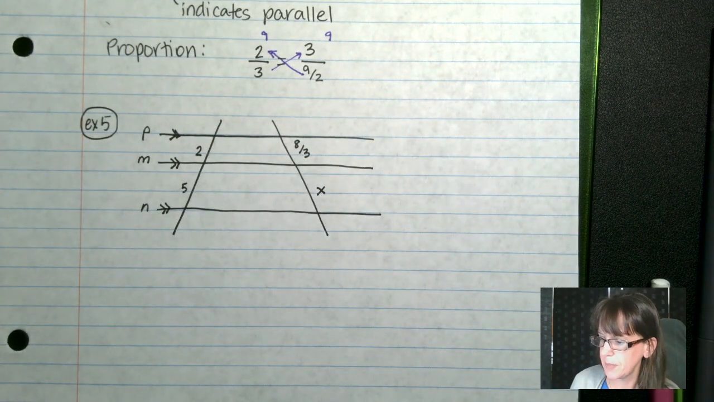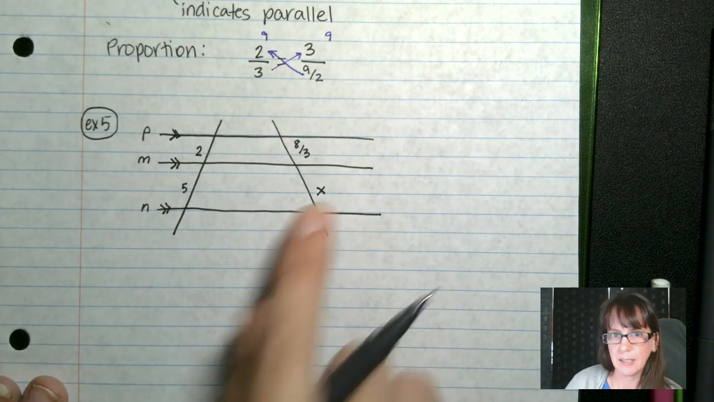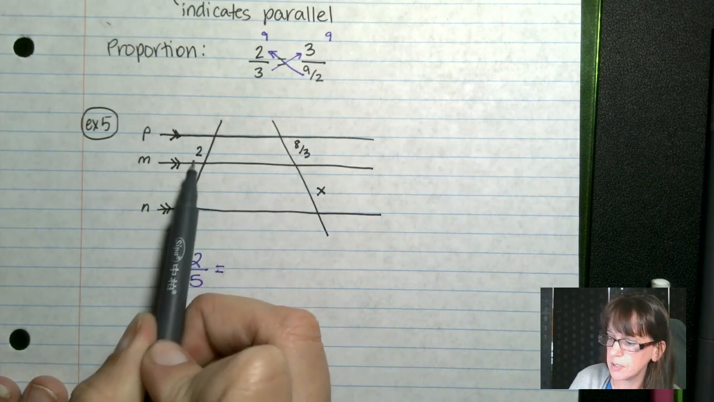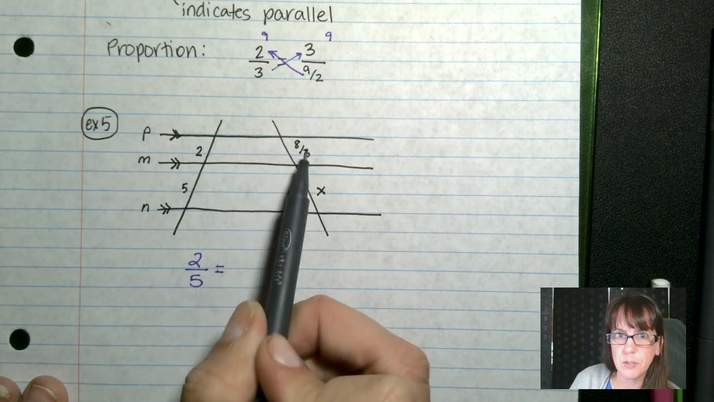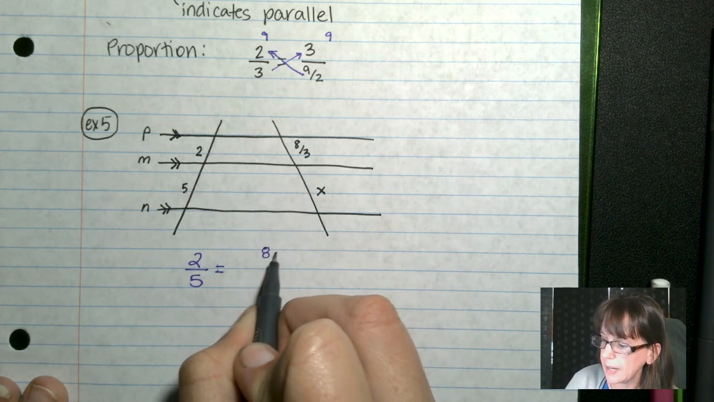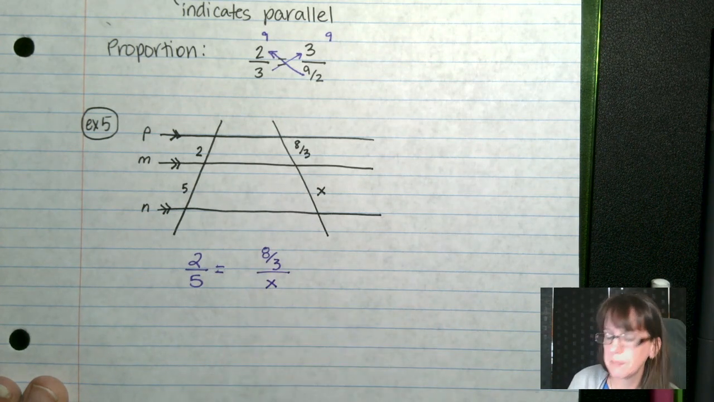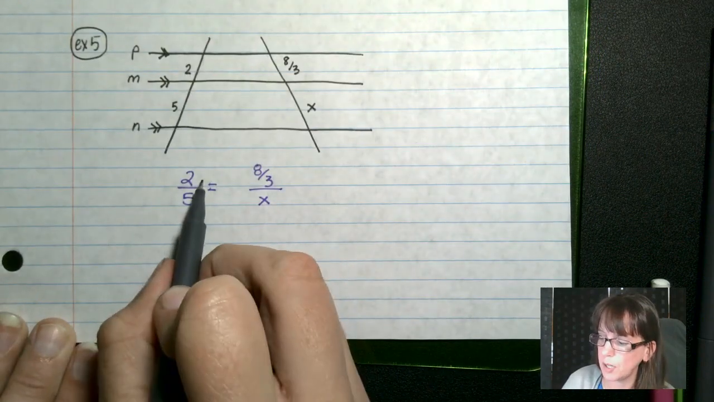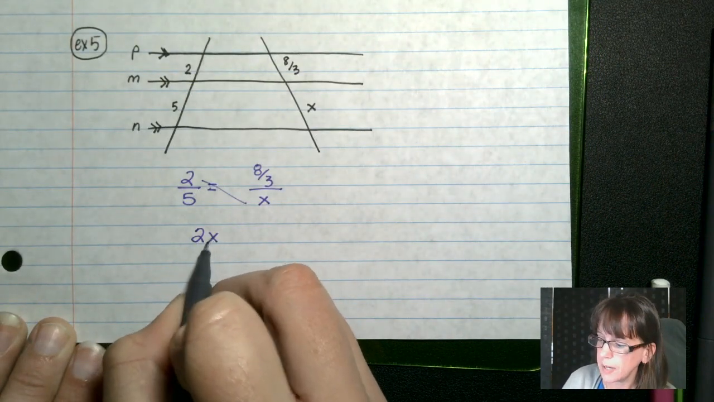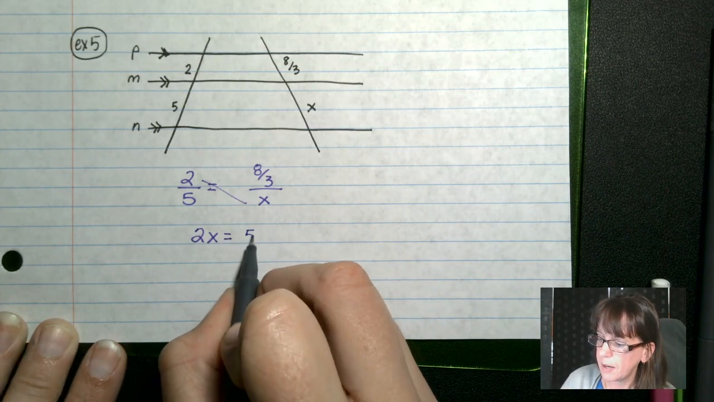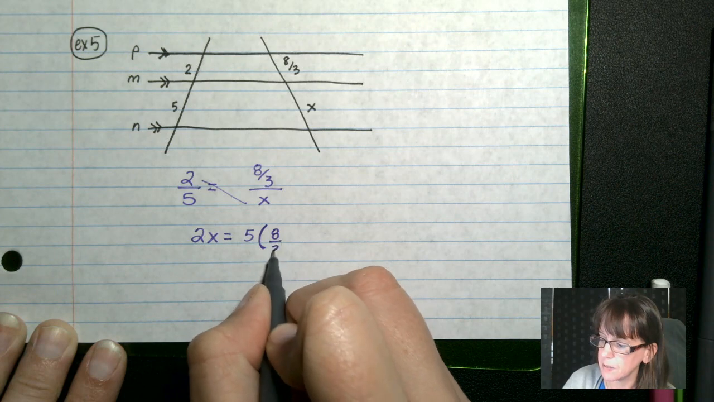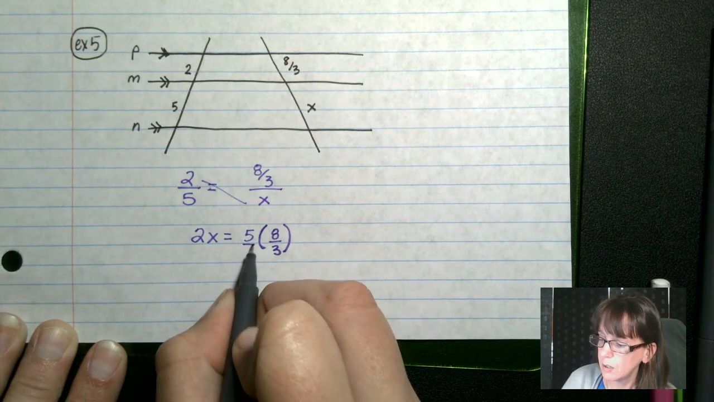So here we're trying to solve for x. So we have 2 over 5 equals, and since I did this on top, I've got to do this on top over here, 8/3 over x. Let's go ahead and cross multiply with that. I love fraction equals fraction because you can cross multiply. So 2x equals 5 times 8/3 over 1.